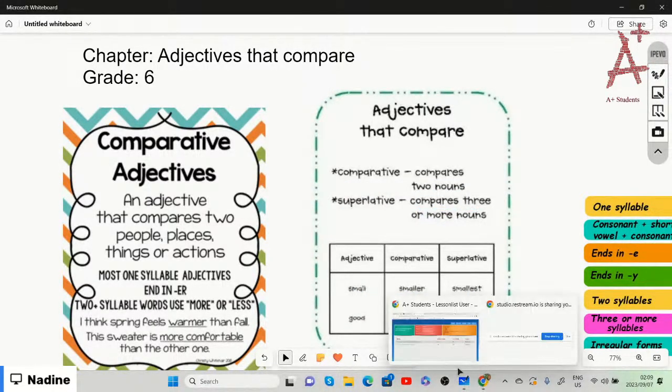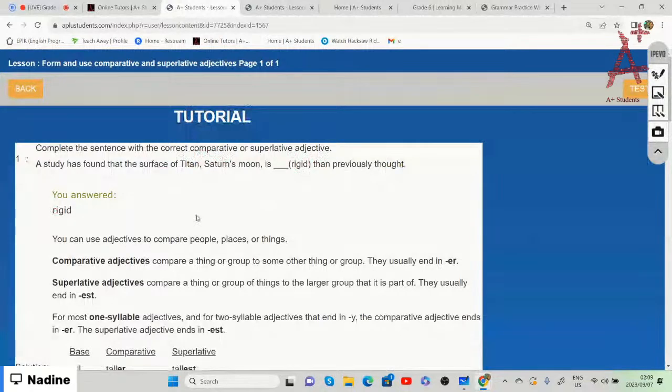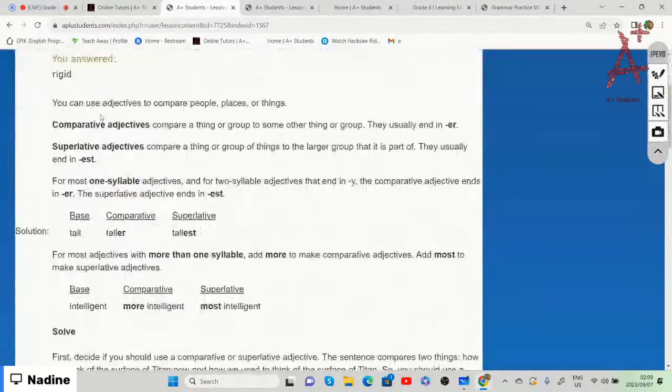All right. So if we go to our first lesson, which is to form and use comparative and superlative adjectives, we can use adjectives to compare people, places, or even things. So comparative adjectives.